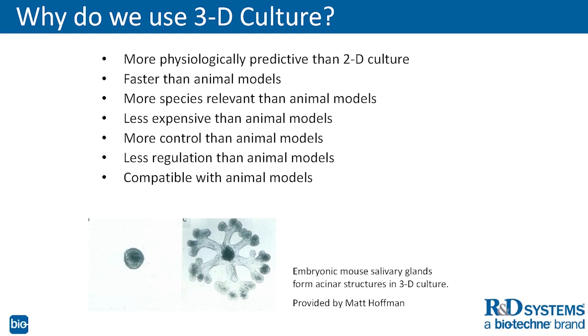And as we see here, kind of below, is an embryonic mouse salivary gland. On the left is the gland by itself at the beginning of the 3D culture, and then during the course of the 3D culture in a laminin-rich extracellular matrix, we see both ductal and acinar structure development, similar to what we see within the mouse.